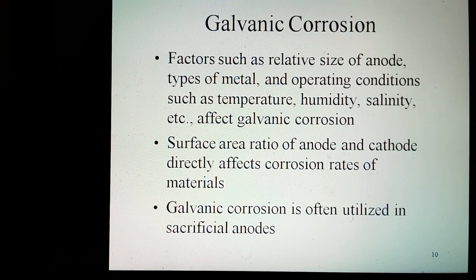Factors such as relative size of anode, types of metal, and operating conditions such as temperature, humidity, salinity, etc., affect galvanic corrosion. The surface area ratio of the anode and cathode directly affects the corrosion rates of the materials. Galvanic corrosion is often utilized in sacrificial anodes.